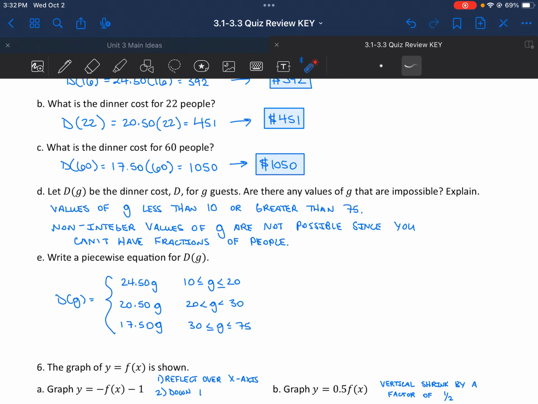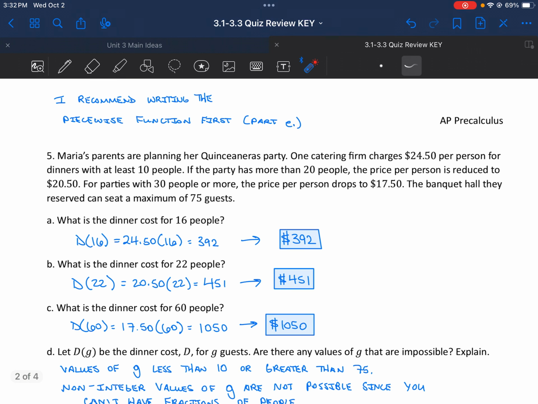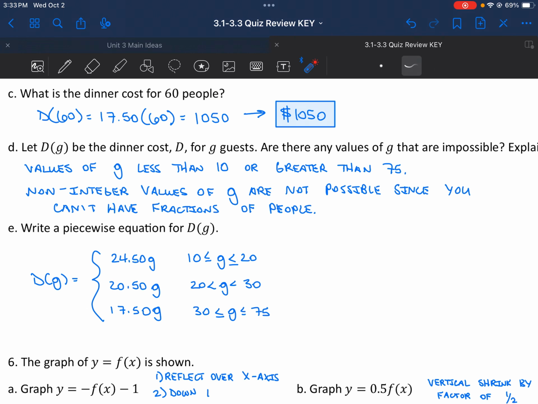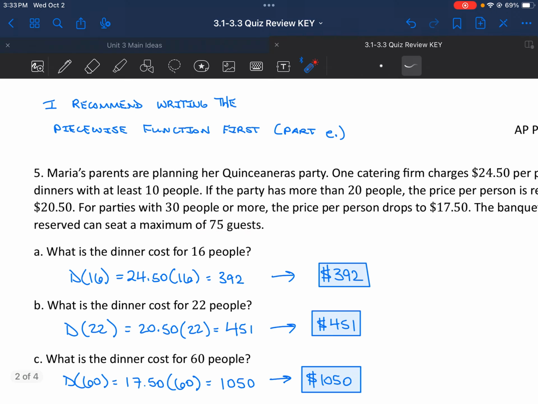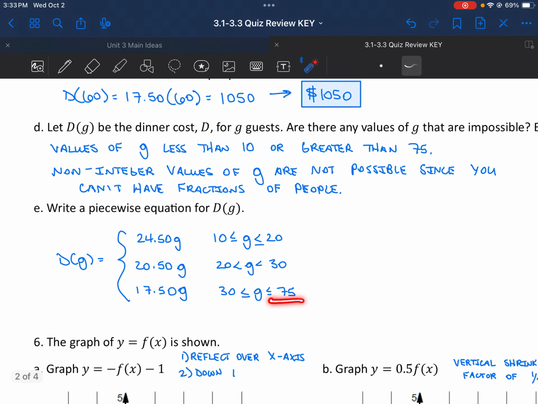Now, the next part, we want to make sure that we understand, in context, certain values in the domain that are not possible. So if we read into the context again, the first catering firm charges $24.50 per person, but you have to have at least 10 people to be able to use this catering service. So we can't have less than 10 guests. And it also tells us the banquet hall can seat a maximum of 75 guests. So I also can't go higher than 75 for my number of guests.